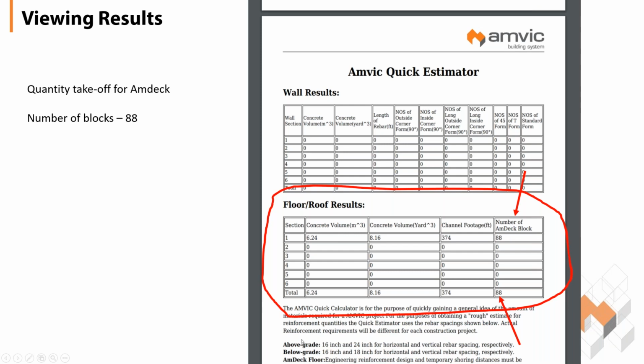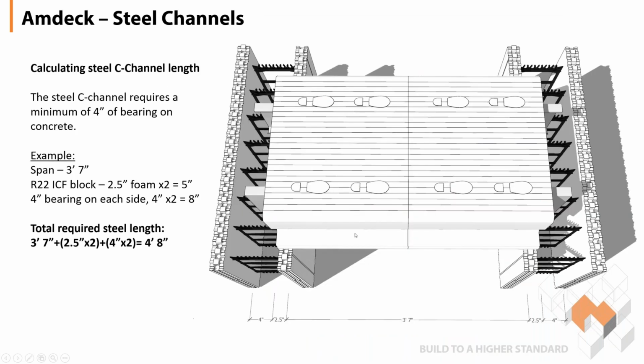As far as calculating the C channels that go in the Amvic product, basically in this case you want your C channel to go into the Amvic ICF 4 inches into the concrete, plus the width of the foam. In this case, if we use a standard form, it's going to be 2.5 inches plus 4 inches on each side. So we've got 6.5 inches, or 13 inches in total, that we would add to the total length of steel C channel for proper dimensions of the C channel.